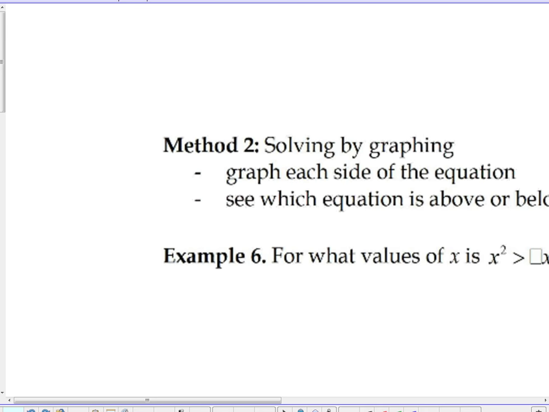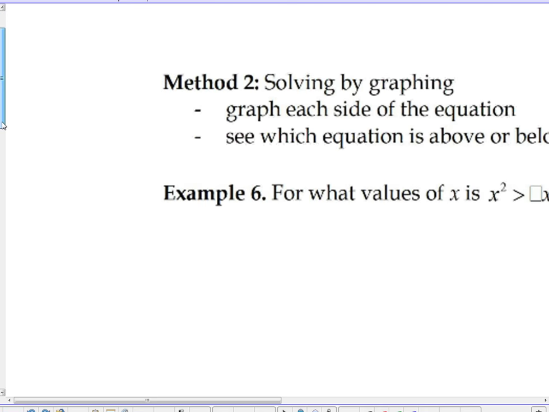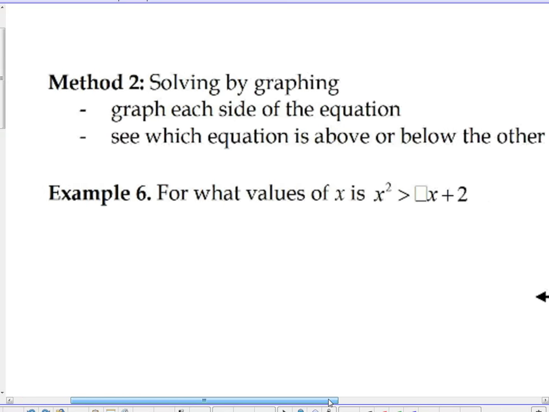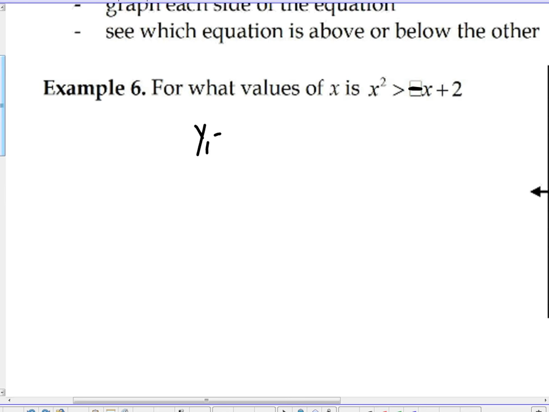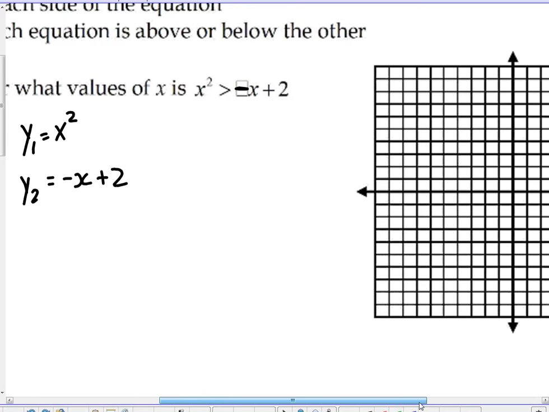9 point. Yeah, we went out of order, on purpose. Okay, solve by graphing. So graph each side of the equation and see which is above or below the other. That's our option for solving this. Let's go over this. We kind of talked about this already, right? Is this a negative? Yeah. So let's do y1 as x squared and y2 as negative x plus 2. Let's graph this by hand.